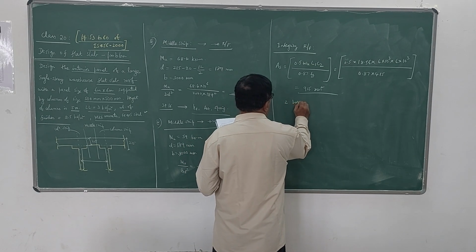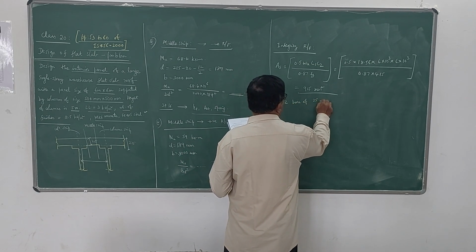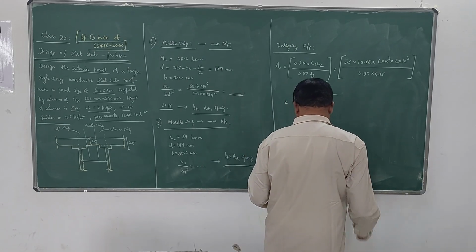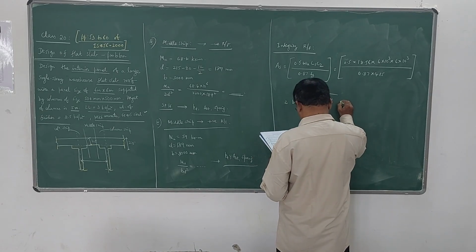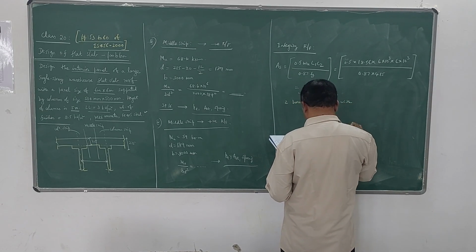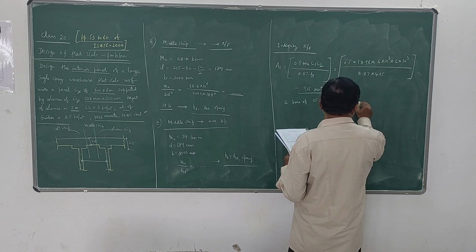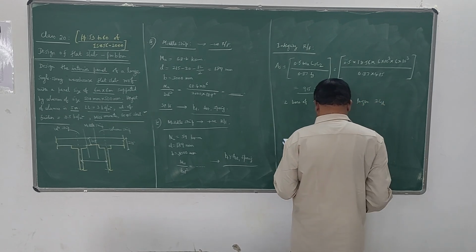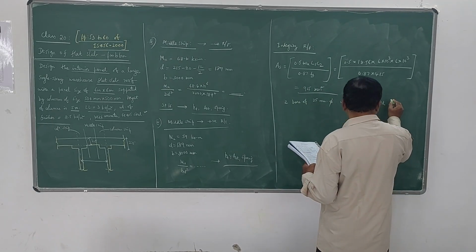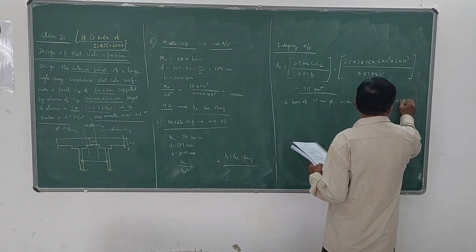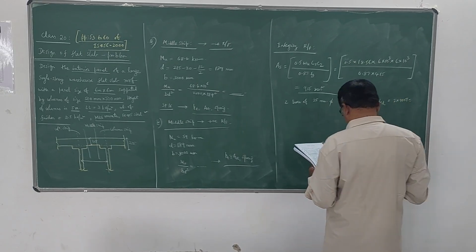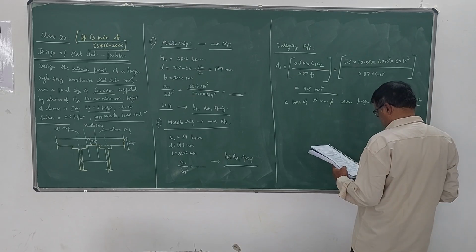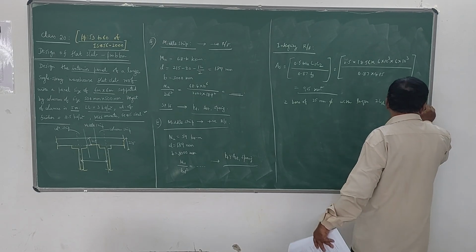So 2 bars of 25 mm dia, with of course development length of 2 LD, that is 2 into 1007. Even if you don't write this, no problem, but in detailing all these things are shown. Passing through the column cage.